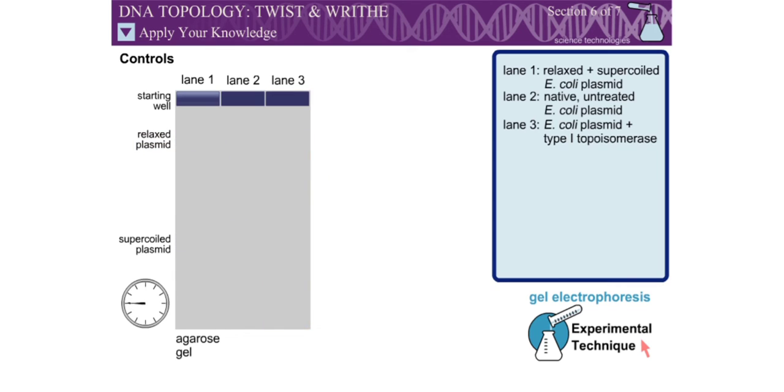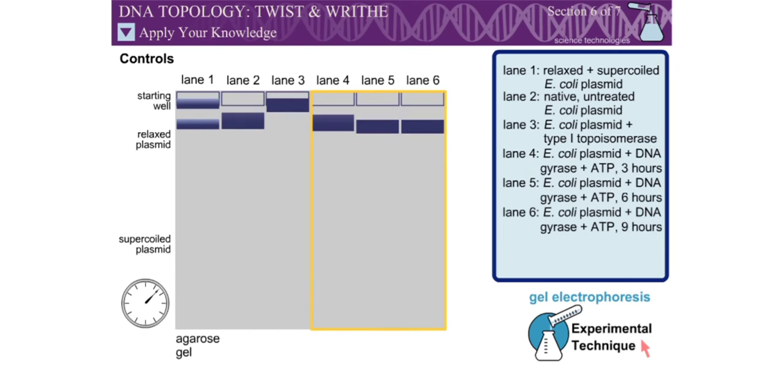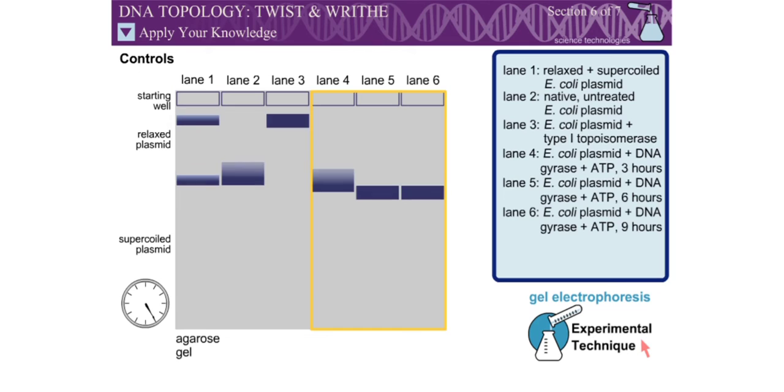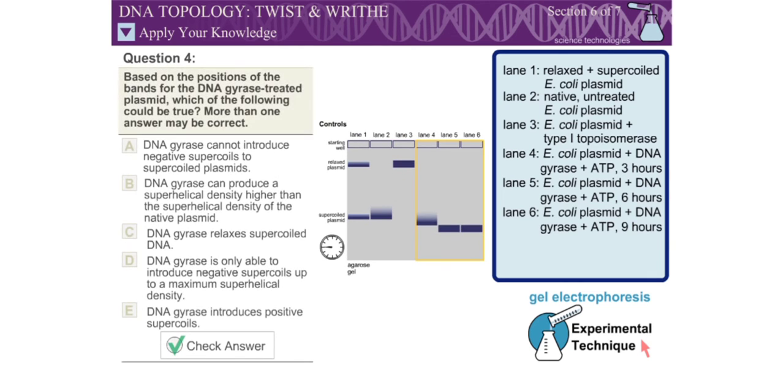You also incubate some of the native untreated plasmid with DNA gyrase and excess ATP for various amounts of time. Question 4. Based on the positions of the bands for the DNA gyrase-treated plasmid, which of the following could be true? More than one answer may be correct.